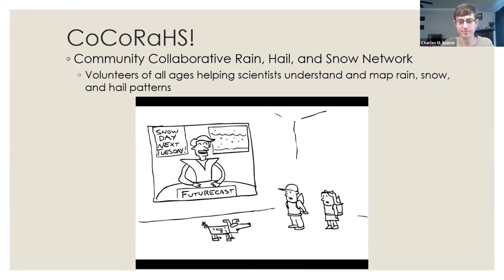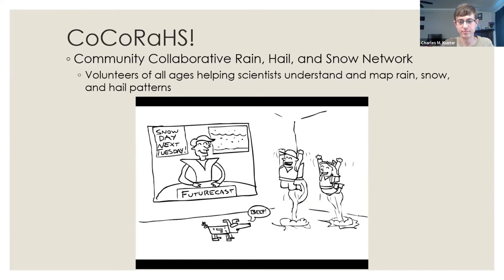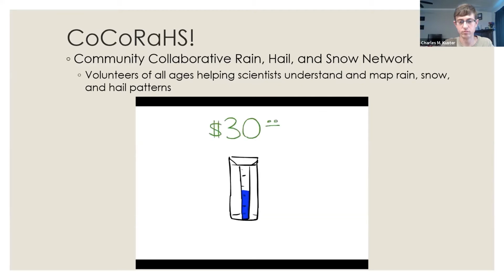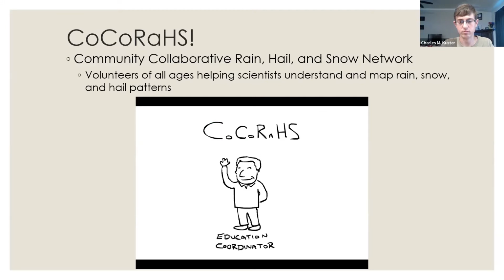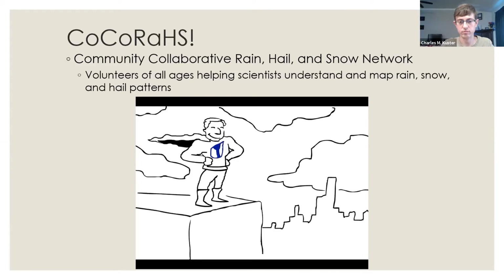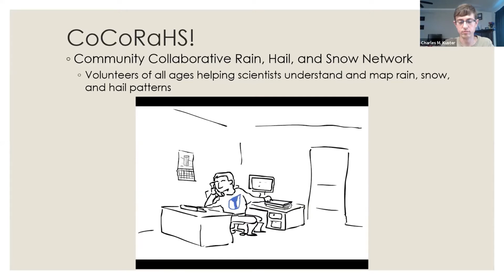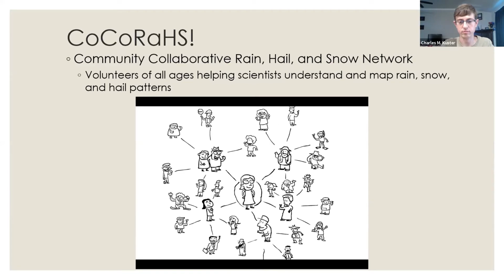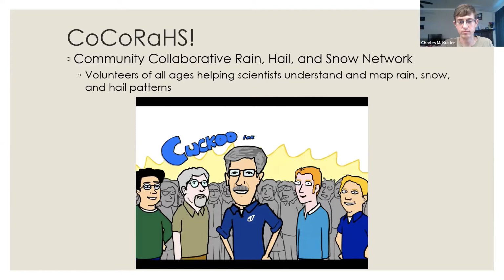No school 2 weeks from Tuesday. The cost of a rain gauge is normally about $30, but as a school, the CoCoRaHS education coordinator may be able to help find a donation. He'll find a way. He'll also help you with instructions, lesson plans, and will even connect you with other volunteers who can assist in getting you started. So come and join, and soon you'll be like us, cuckoo for CoCoRaHS.